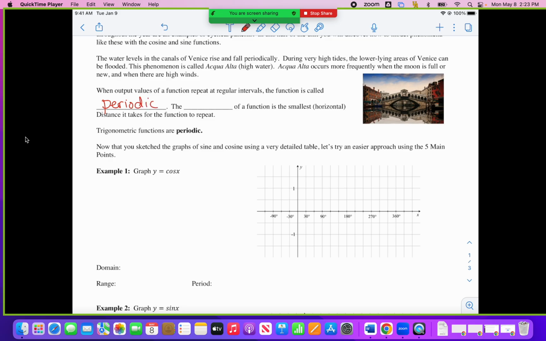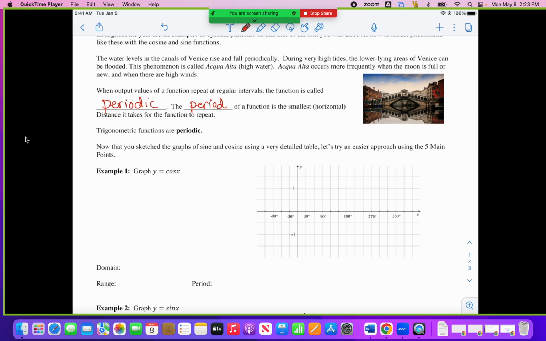And one of the things I asked you to do on the intro activity is I said, how long on the x-axis did it take to repeat? We didn't talk about that. What was it? 360, right? It took 360 degrees. This is called the period of the function.